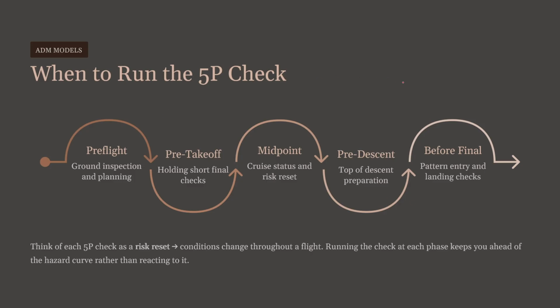And this slide shows when to use the 5P check. So, it can be done during pre-flight, pre-takeoff, around the midpoint of the flight, before descent, and before final approach or landing. I think this is a very useful habit because conditions can change a lot during a flight. So if the pilot only thinks about risk once at the beginning, they may miss developing problems later on. So the 5P check works like a risk reset and helps the pilot stay proactive instead of reactive.